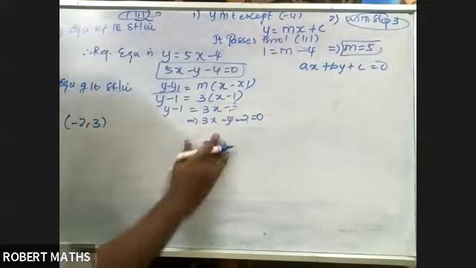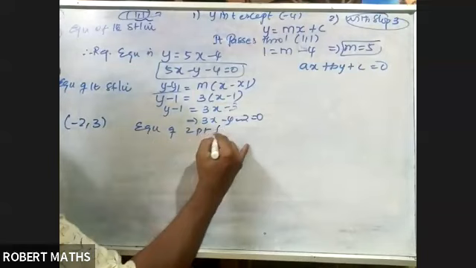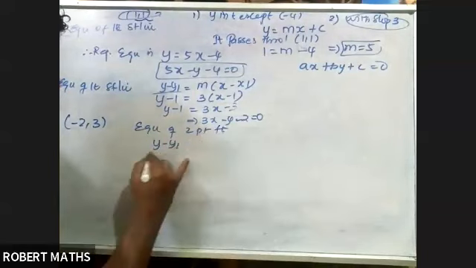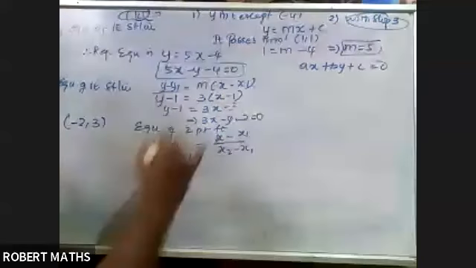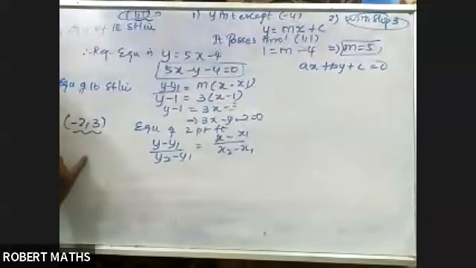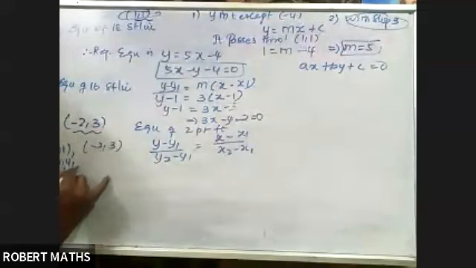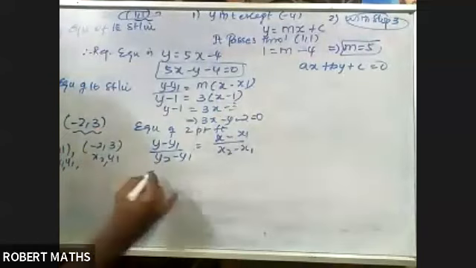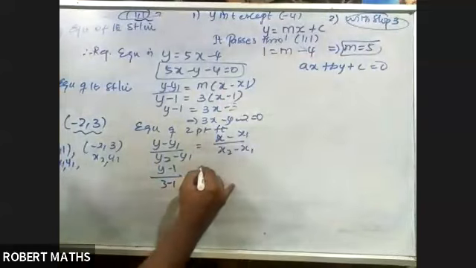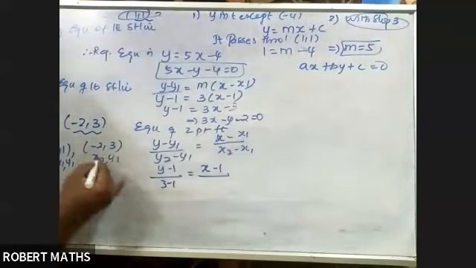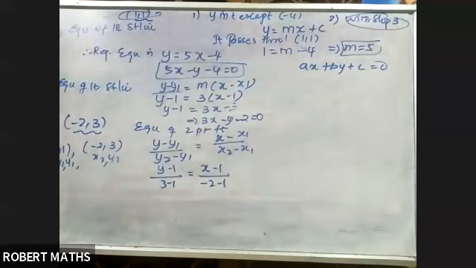What is the two point formula? Equation of two point formula is y minus y1 divided by y2 minus y1 equals x minus x1 divided by x2 minus x1. Now it is given that the first point is 1,1 and the second point is minus 2,3. This is x1 y1, this is x2 y2. Now y minus 1 over y2 minus y1, 3 minus 1, equals x minus 1 over x2 minus x1, minus 2 minus 1.